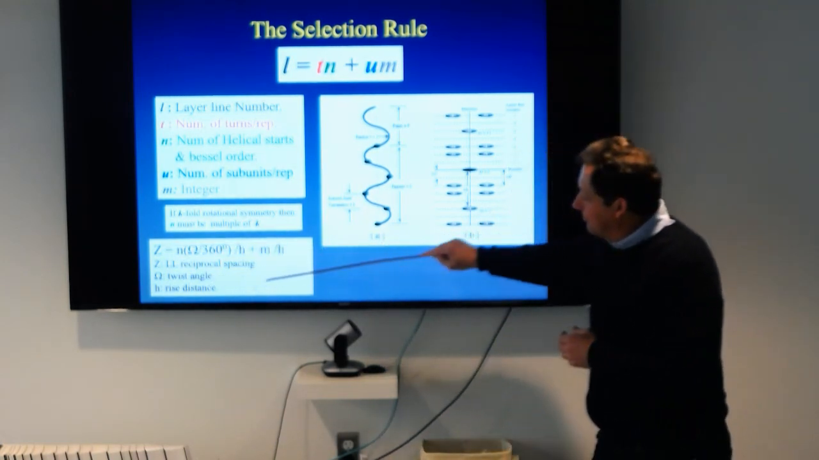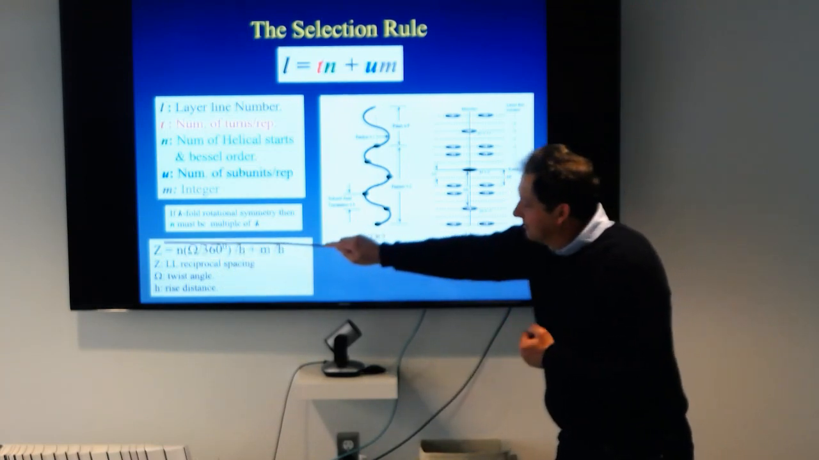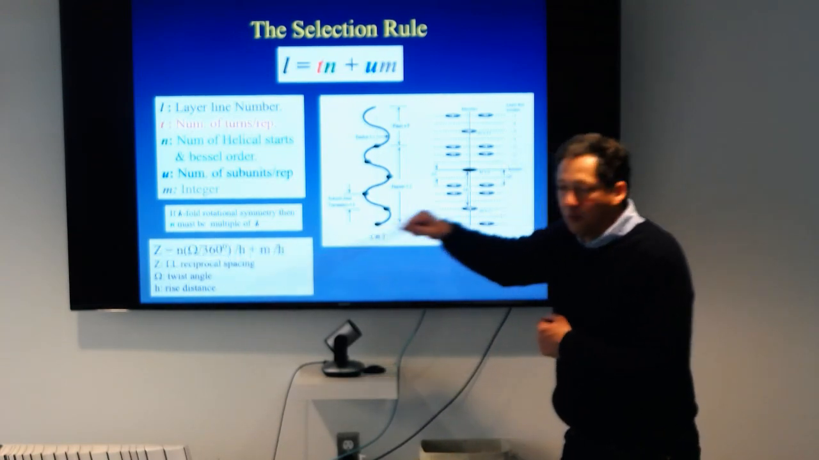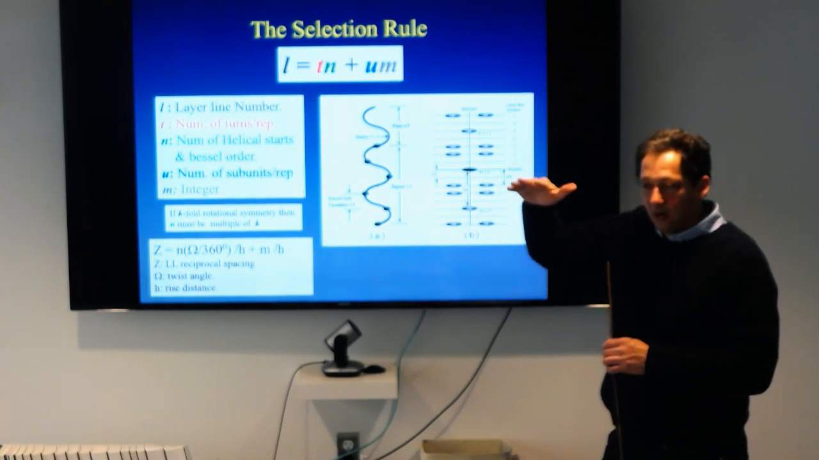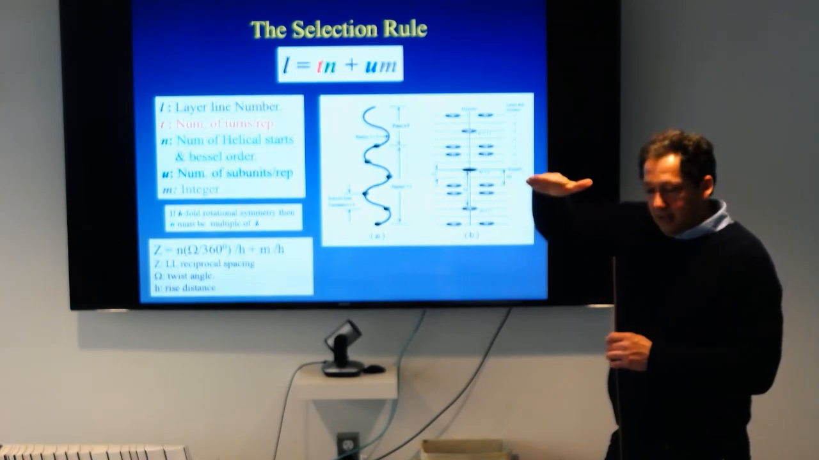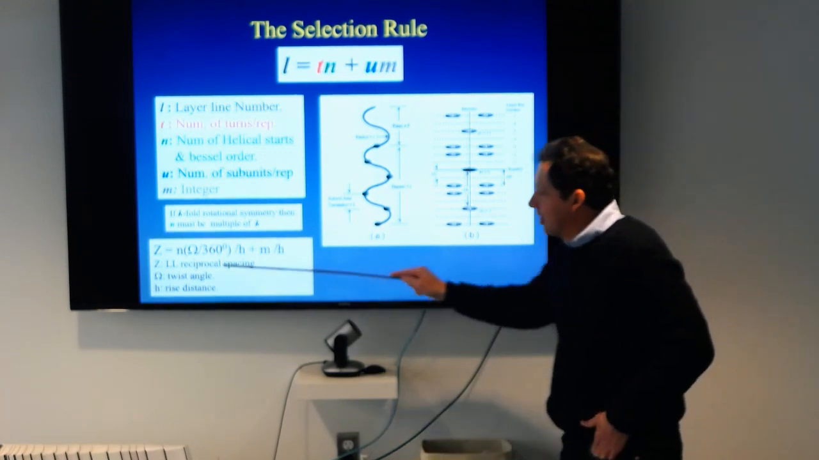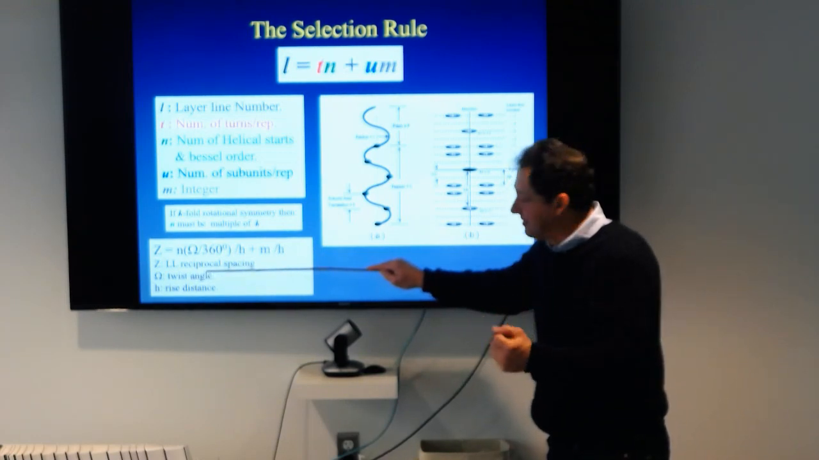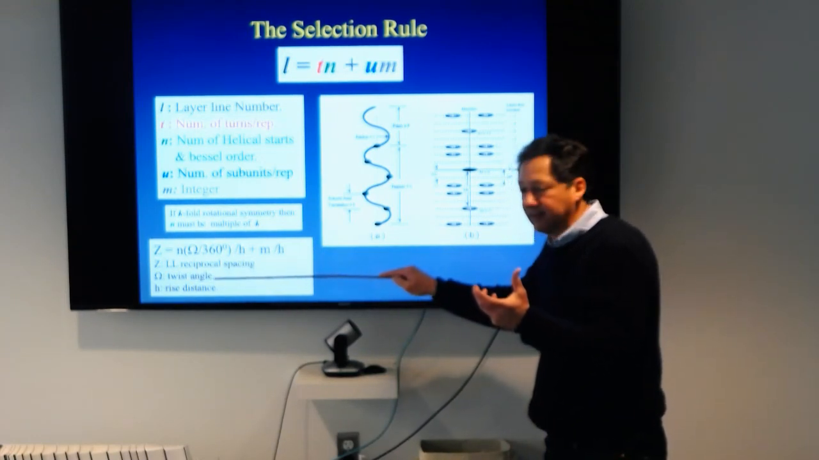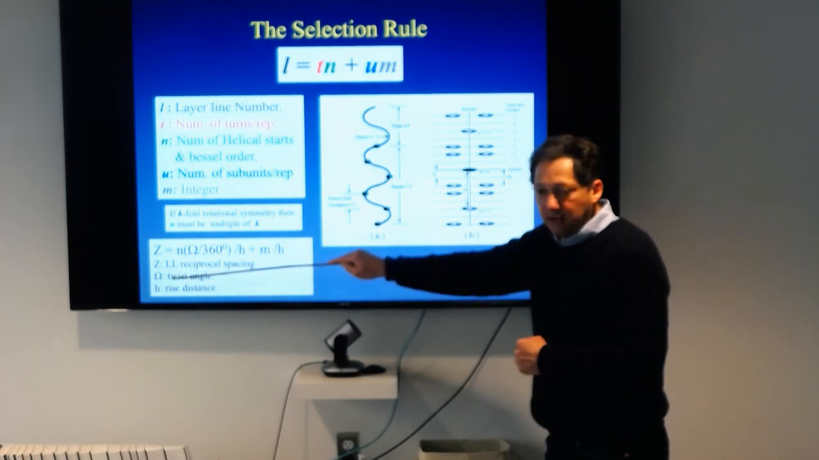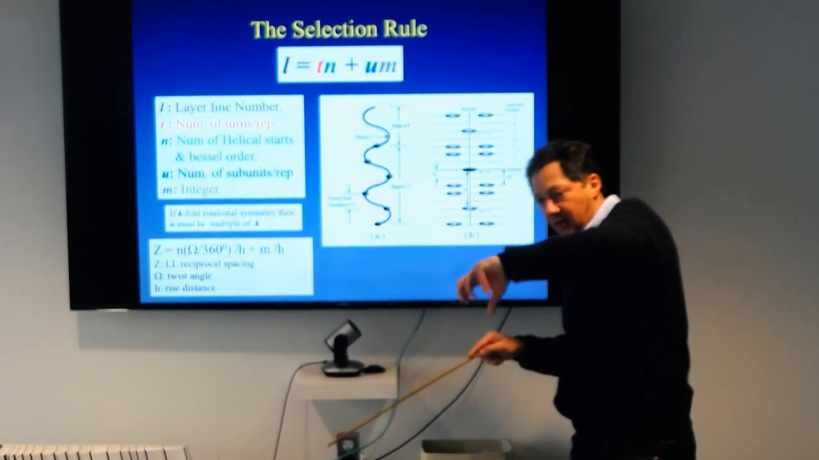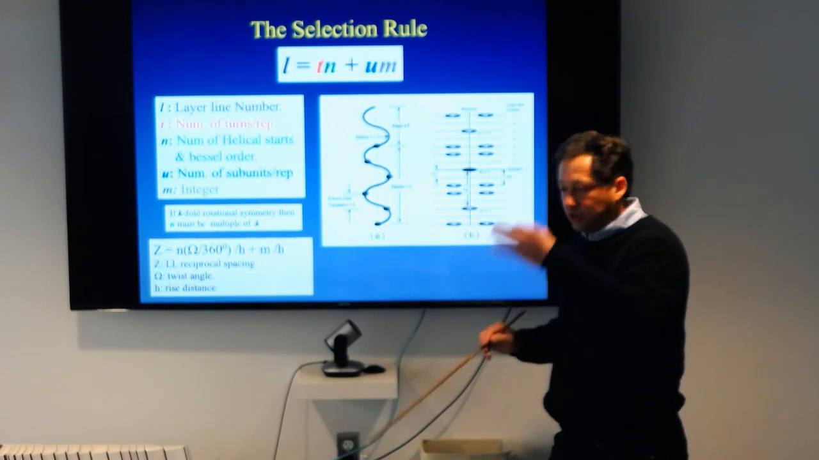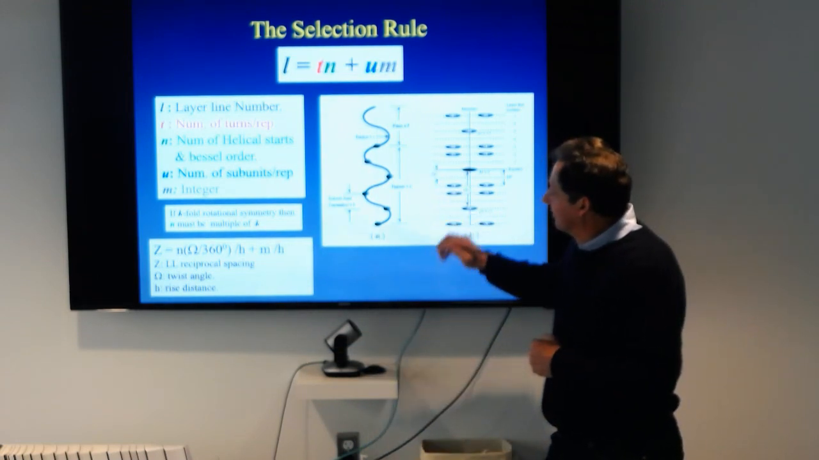So a real equation that gives the height of the layer line as a real number and not an integer is this one, where C is the position along the meridian of the layer line. N is still the Bessel order. Phi is the twist angle, or the azimuth. I apologize, in some of my slides I use phi and here it is omega, but it's the twist angle. H is the subunit spacing, and M is the same integer.